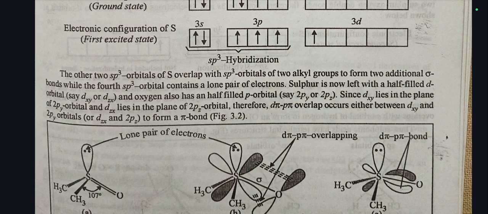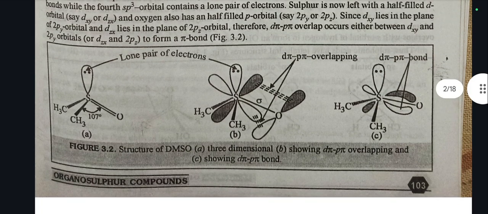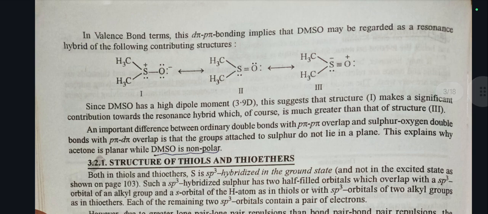Hence, dxy lies in the plane of the 2py orbital, and dzx lies in the plane of the 2pz orbital. Therefore, dπ-pπ overlap occurs between the dxy and 2py orbitals to form a pi bond. In valence bond terms, the dπ-pπ bonding implies that DMSO may be regarded as a resonance hybrid of the following contributing structures. Since DMSO has a high dipole moment of 3.9 D, this suggests that structure 1 makes a significant contribution toward the hybrid, which is of course much greater than structure 3.